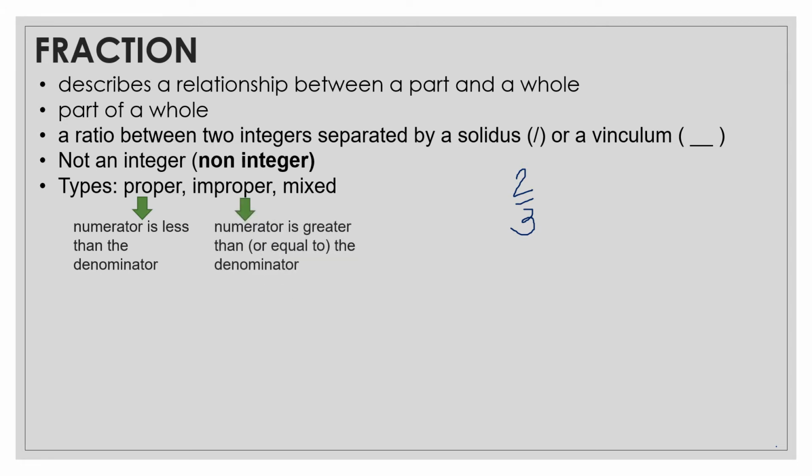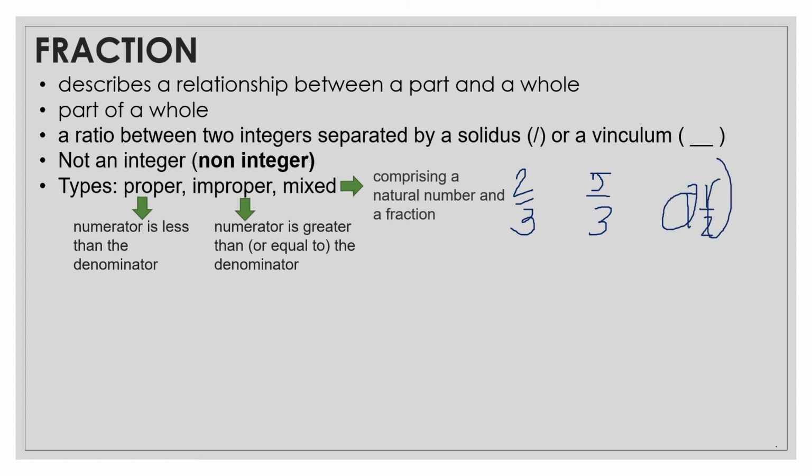Improper fraction, the numerator is greater than or equal to the denominator. For example, 5/3. 5/3 is an example of an improper fraction. Mixed fraction. It comprises of natural number and a fraction. For example, 1 and 1/2. 1 is a natural or counting number and 1/2 is a fraction. 1 and 1/2 is an example of a mixed fraction.